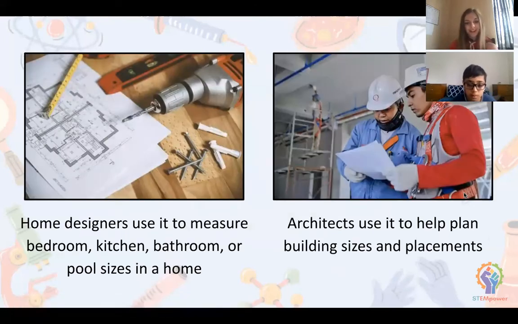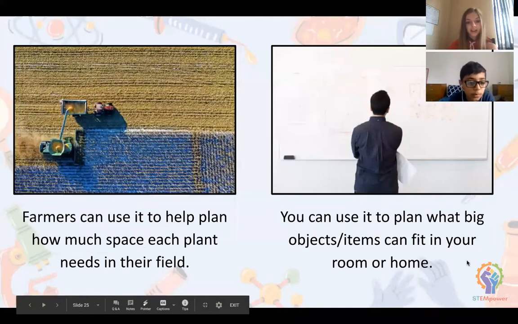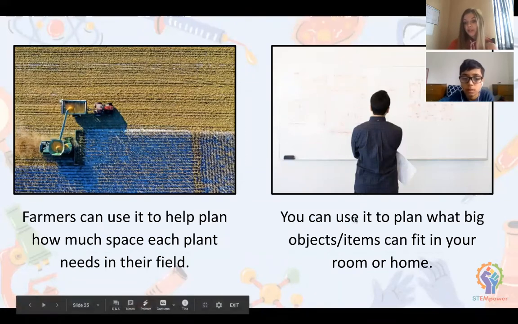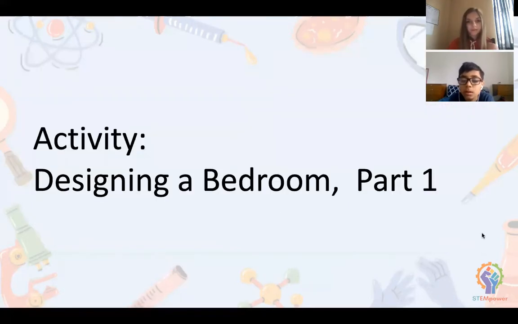Okay, so how do we apply this into the real world? Home designers use it to measure bedrooms, kitchens, bathrooms, or pool sizes in homes. For example, if you're putting carpeting in your home, you have to make sure that the carpeting fits exactly into the area of the room, like the area of the floor, or else you would have to get a new carpet. And then architects use it to help plan building sizes and placements. Farmers can use it to help plan how much space each plant needs in their field. You can use it to plan what big items can fit in your room or home. So basically, it's used just for planning things and the organization of things to make sure that everything fits before you attempt to do anything.